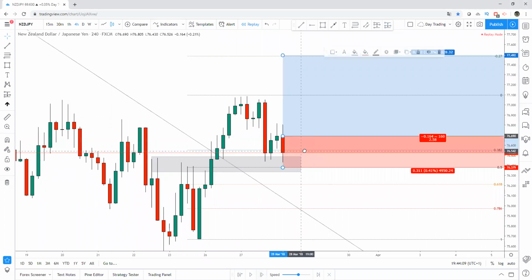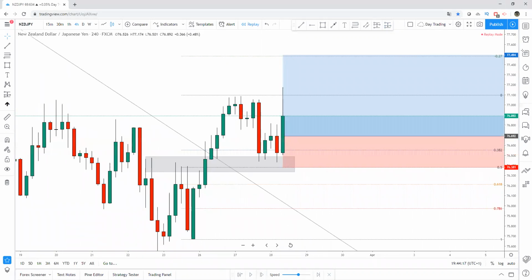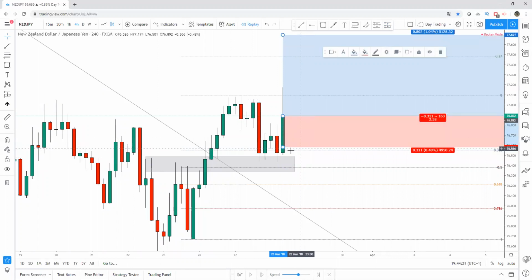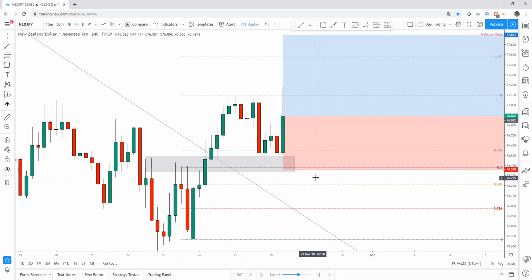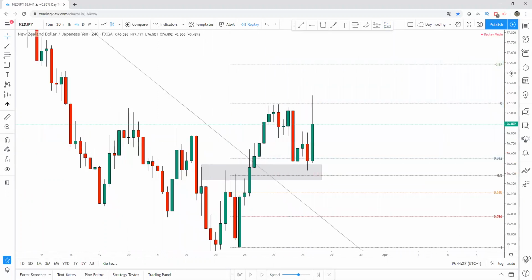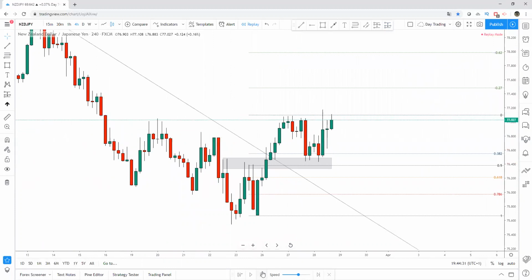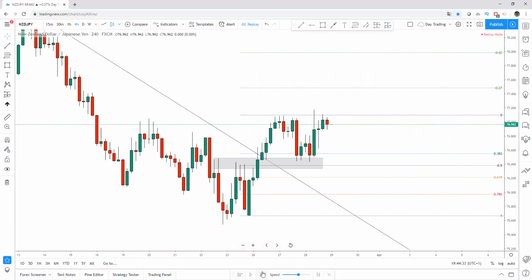All right. So right now we have a very nice pullback here into an area of interest. If I see one more rejection to the downside, we're going for it. Oh, this was pretty fast. Nah, we can't go right now. No, it's too big. All right, so there is a missing element of this strategy still. So let's see if this continues to the extension.